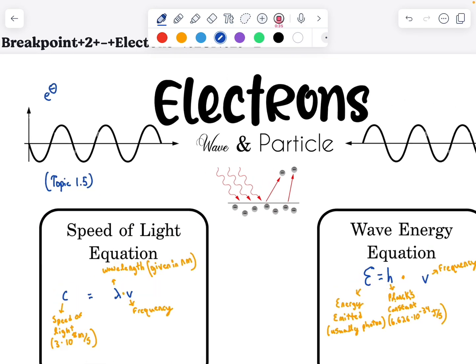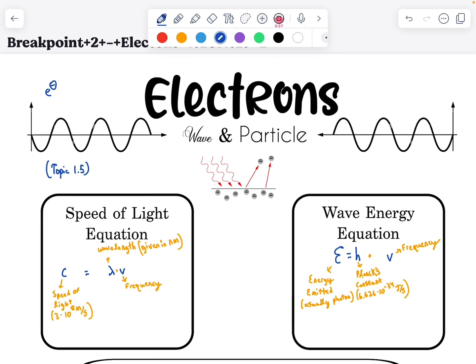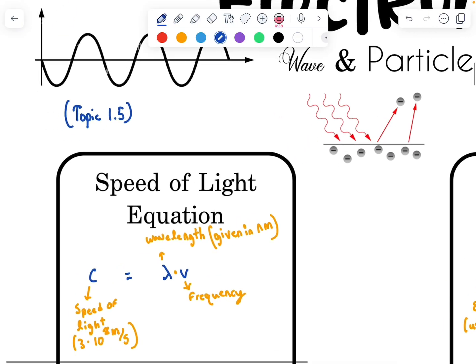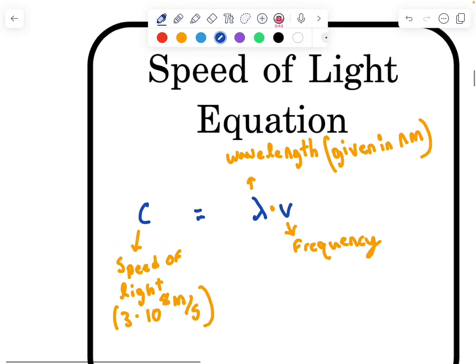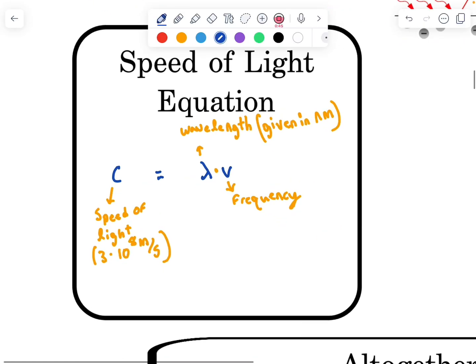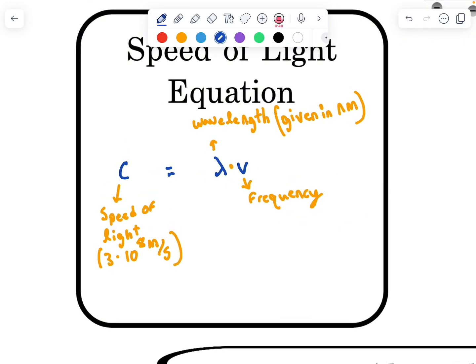So we have two different equations that we need to know for this course. We have the speed of light equation and the wave energy equation. Hopefully, again, you've worked with these in Chemistry 1. You feel pretty confident, but this is a little refresher if not. So c is the speed of light constant, 3 times 10 to the 8th meters per second, and that's equal to the wavelength, usually given in nanometers, but not always, times the frequency.